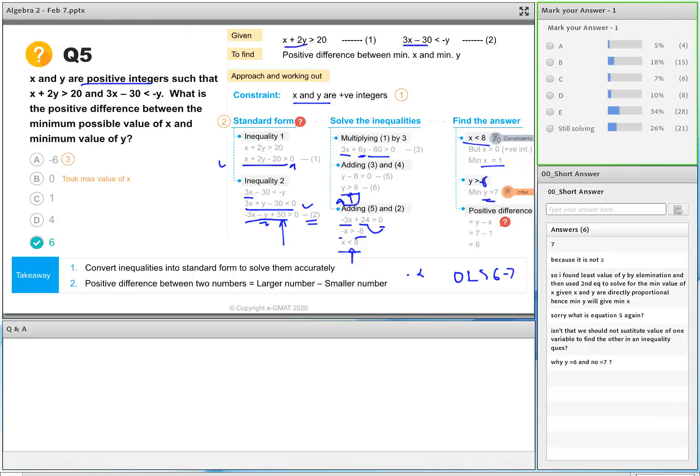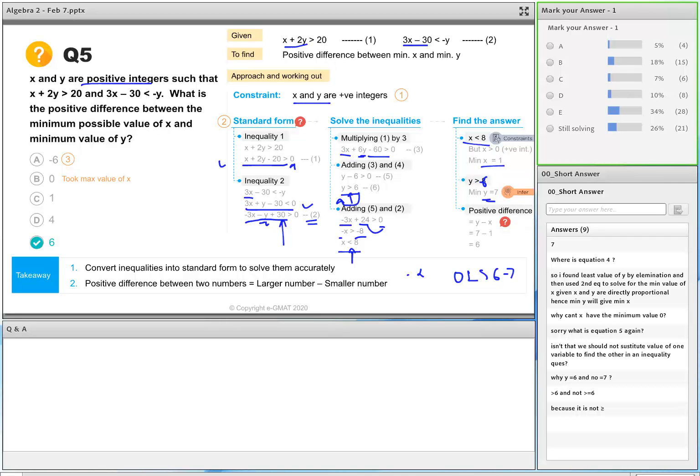I have a question. Why is y equal to 7 and not 6? Since y needs to be an integral number, right? And y is greater than 6. So the value of y can be everything greater than 6, right? So it cannot take the value of 6. It can take the value of 7, 8, all of that. What is the minimum value? The minimum value is equal to 7.